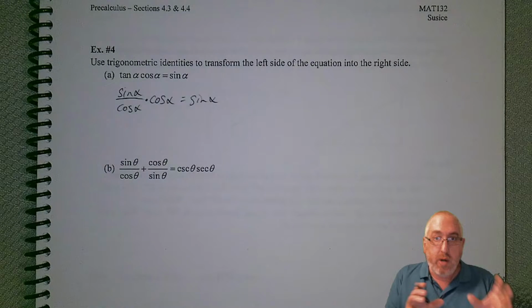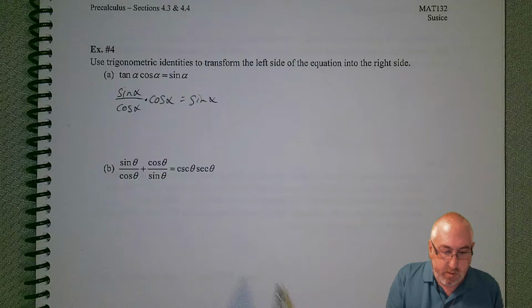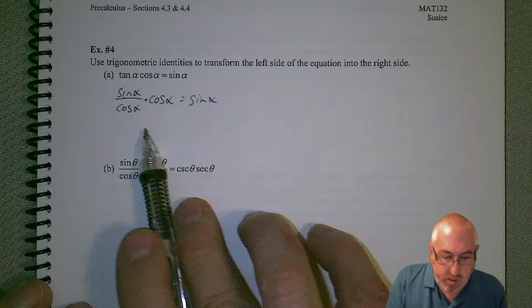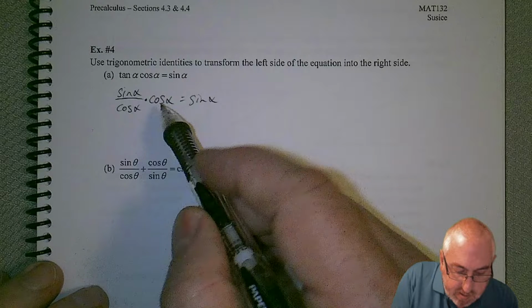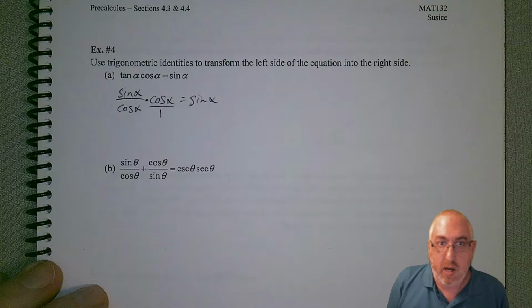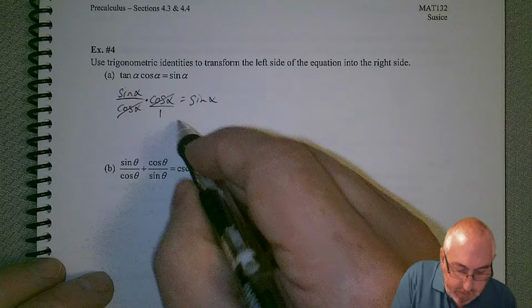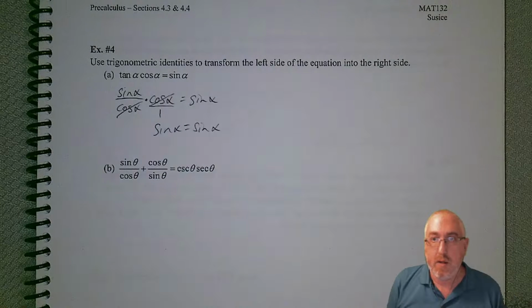So again, you're always trying to reduce one side and make it look like the other. So since this side is pretty simple, we don't have to really do much to it. We'll just keep breaking down the left side. And we can see in this case, we're done. If we put the cosine over 1, we can cross cancel these cosines out. And lo and behold, sine of alpha equals the sine of alpha. So it checks.